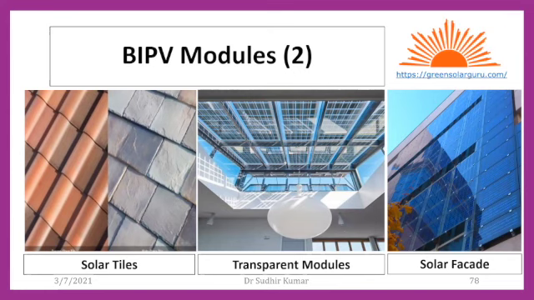Sir, can I parallel some different voltage modules or different voltage strings? If that is the case, what will be the tolerable voltage? Then you need to have an optimizer or a micro inverter. Without that, what can be the allowable range? I don't think it's advisable. Okay, sir. Fine, sir. Thank you.